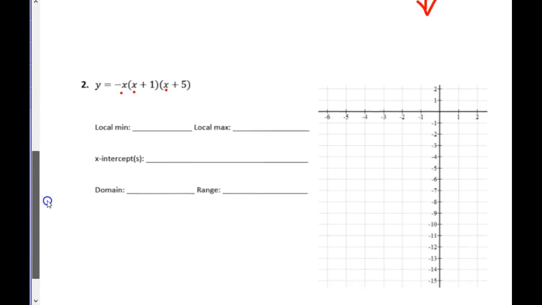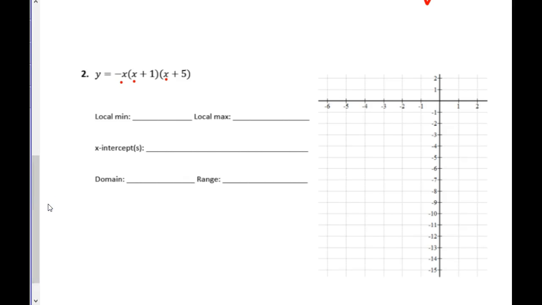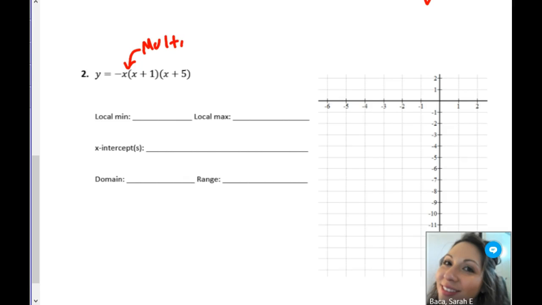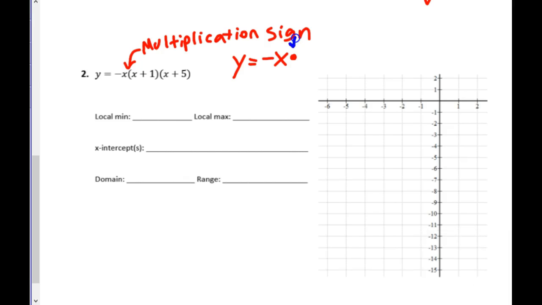Okay, number 2. What we want to do is type this into our calculator, right? So, real quick, when you type this in, there's one thing that's going to give you an error, okay? Right here, you need to put a multiplication sign. So, here's how I would actually type it in my calculator. Y equals, and you're not even typing that part in, but it would be -x times, okay? Right there. That's the part that you have to type in. Times x plus 1, x plus 5.